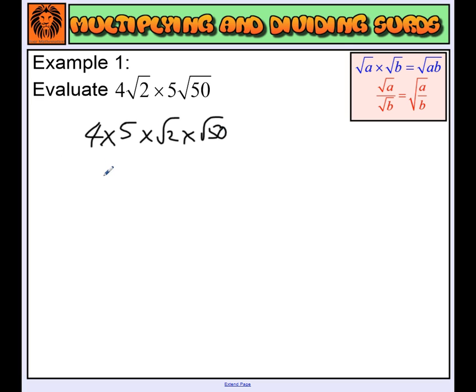Now, we know 4 times 5 is 20, and we know from the rule of multiplication with surds that root 2 times root 50 is root 100. Now, the next stage is we can simplify root 100, so we know that to be 10. So this is actually 20 times 10, which equals 200.